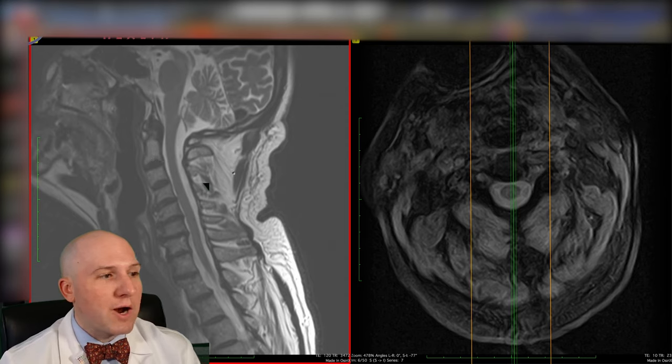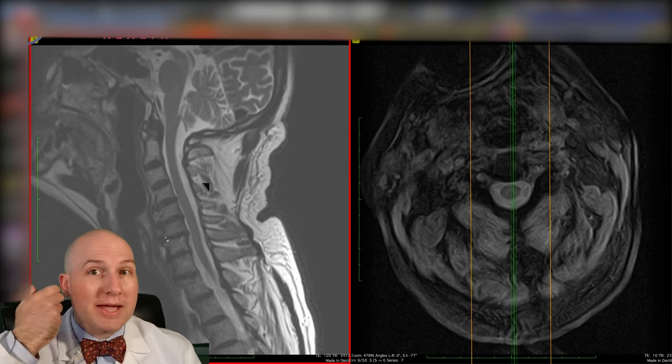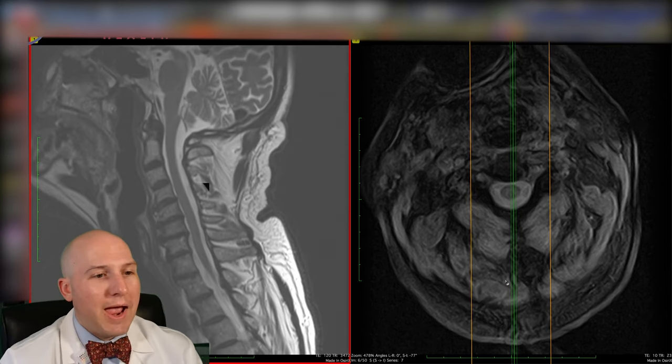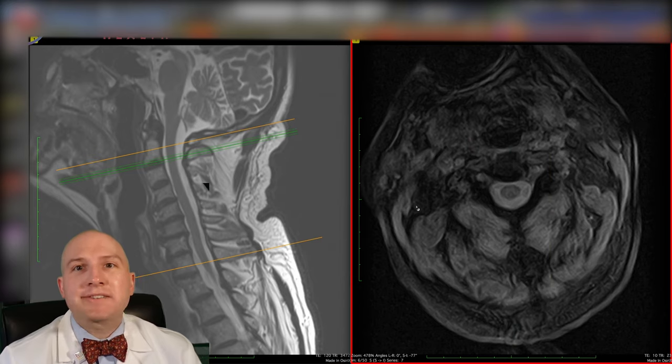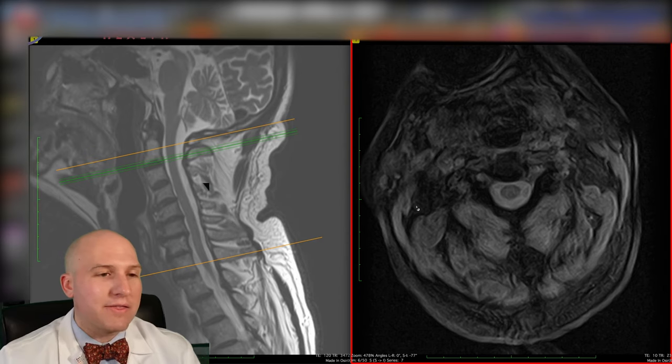The way that you would describe it is that the image on the left is a sagittal image, meaning it's looking at it from the side as if you cut the body straight down the middle. And the one on the right is called an axial. And an axial is like little sandwich meat cuts in a cross-section going through the neck like this.